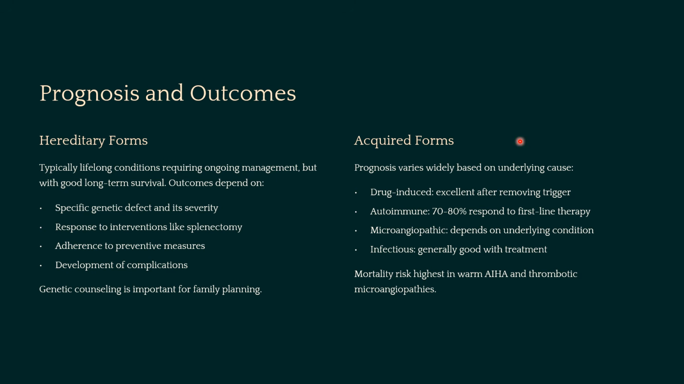That is if the problem is hereditary. If the problem is acquired, and if it is drug induced, then we have to remove the trigger. Autoimmune cases, 70 to 80% respond to first line therapy. Then microangiopathic depends on underlying conditions, and infections generally do well with treatment. So these are the acquired forms.